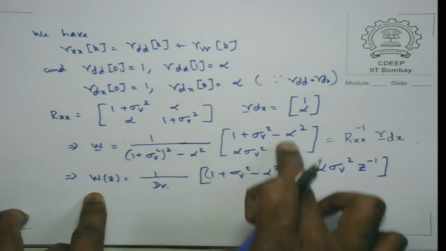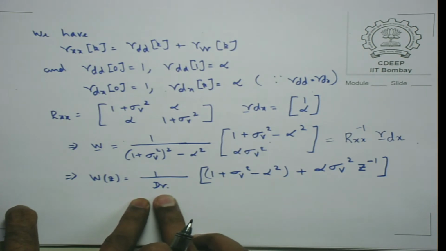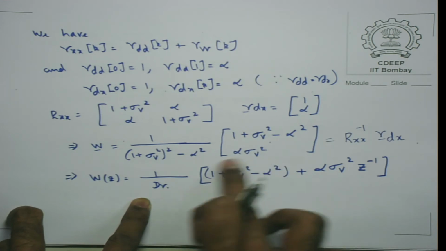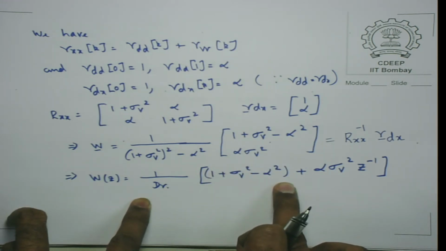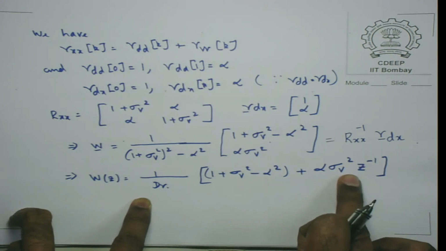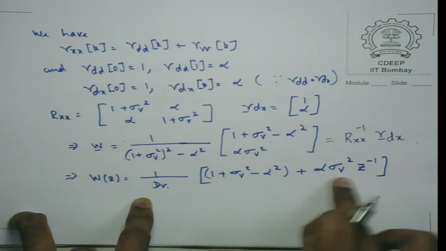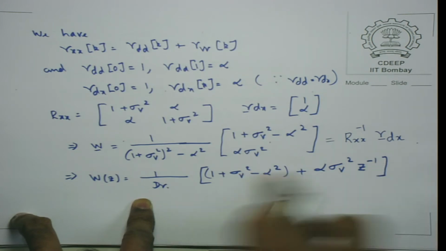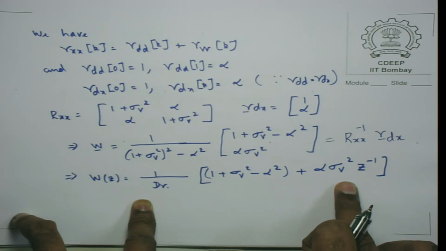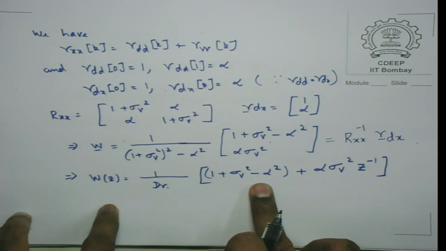Another way to look at the filter coefficients is to write them in terms of z, in the Z transform. The denominator term here is essentially this denominator. The first term is 1 plus sigma v squared minus alpha squared plus alpha sigma v squared z, right. So this is like the z to the minus 1 term, or you can find the zero of this polynomial by setting it equal to 0, which will be some function of alpha and 1 plus sigma v squared. Right. So, again what do we see here?